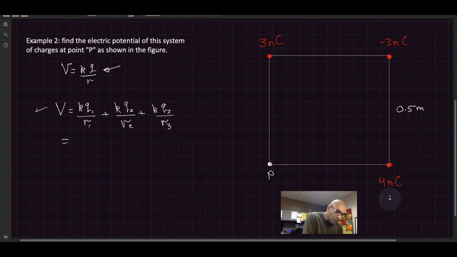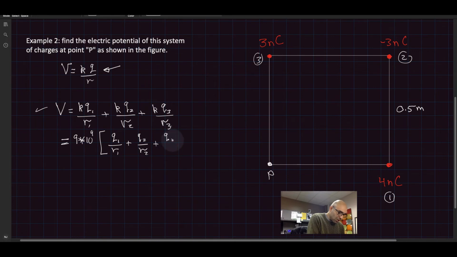Okay. So let's call this number 1, this number 2, and this number 3. K is a common number for all of these, so we can take it out, and it's 9 times 10 to the power 9, just to make things easier for us. So I'm going to say here Q1 over R1 plus Q2 over R2 plus Q3 over R3. Let's start again with number 1. Q1 is equal to 4 nanocoulomb, so 4 times 10 to the minus 9, divided by the distance, which is 0.5, plus Q2, which is minus 3 times 10 to the minus 9, divided by this distance.